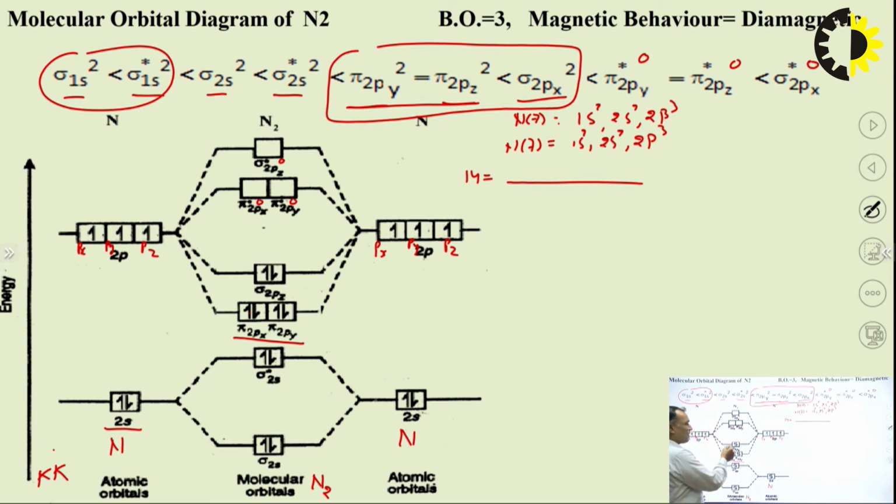In the anti-bonding molecular orbitals there are no electrons, but we have to write them down because the number of atomic orbitals is equal to the number of molecular orbitals. There are 1, 2, 3, 6 orbitals, so total atomic orbitals are 6. Hence molecular orbitals will be 6: 1, 2, 3, 4, 5, 6. That's why we have to write them down. And in this energy axis we have to show that the energy of this 2s is lower than the energy of 2p.